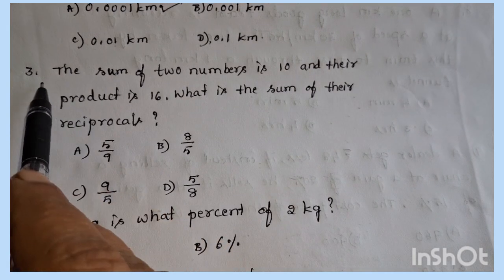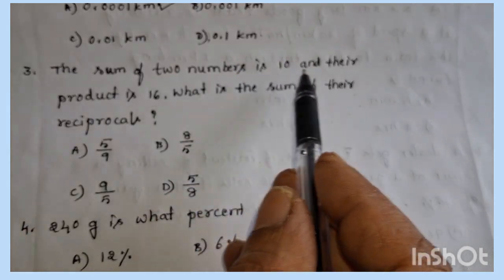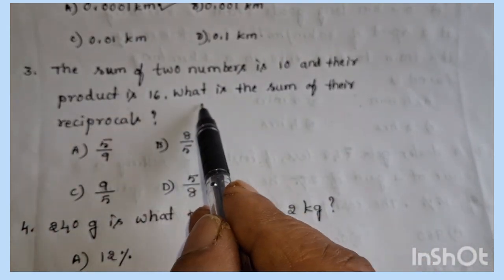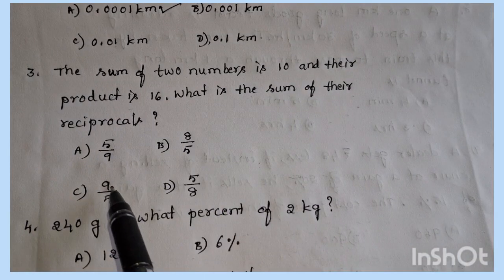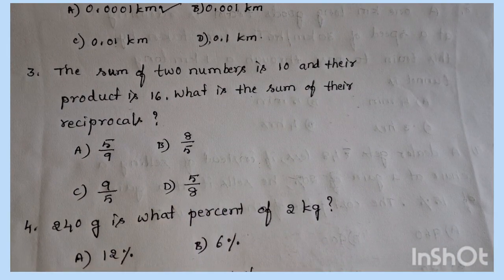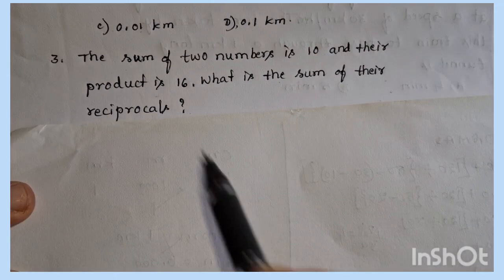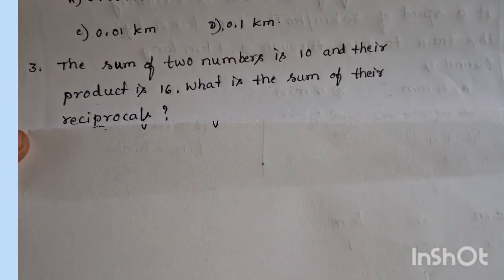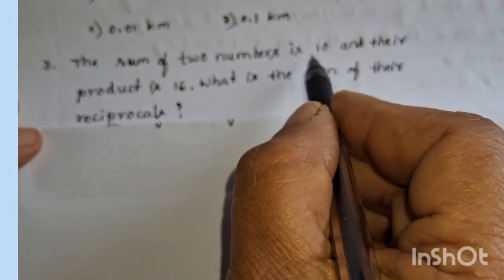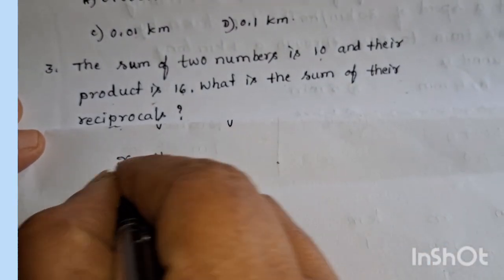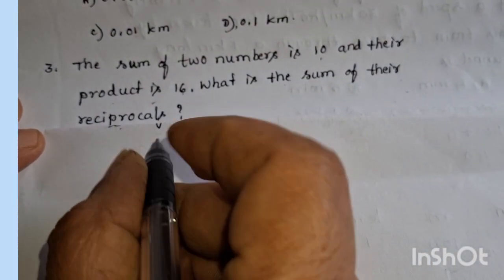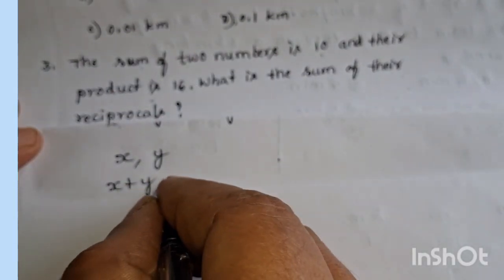Third question. The sum of two numbers is 10 and their product is 16. What is the sum of their reciprocals? Options 5 by 9, 8 by 5, 9 by 5 and 5 by 8. We have two numbers. Let them be x and y. The sum of x and y is 10 and the product is 16.